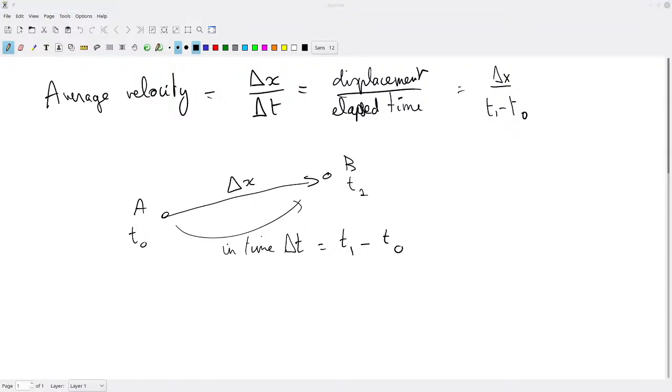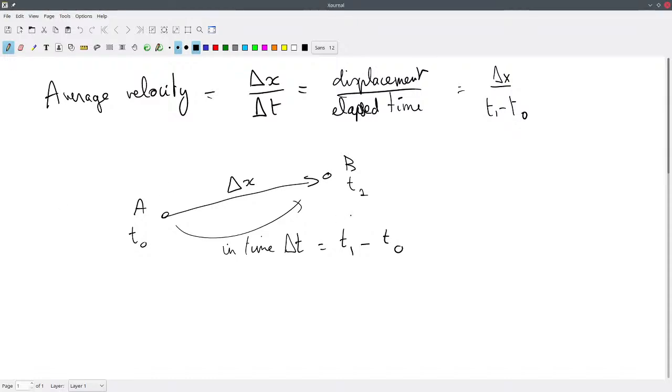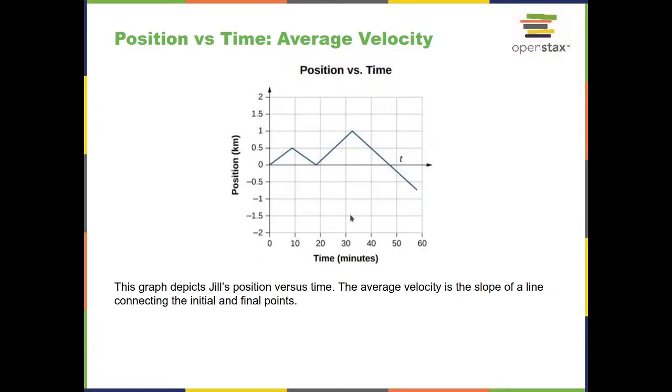Okay, so none of that should be that spectacularly new, because you might have already seen that before, right? So we can calculate the average velocity for this stretch where the velocity is constant, the average velocity for this stretch, which will have a constant velocity, and then a third stretch and a fourth stretch, each of which will have a different average velocity.